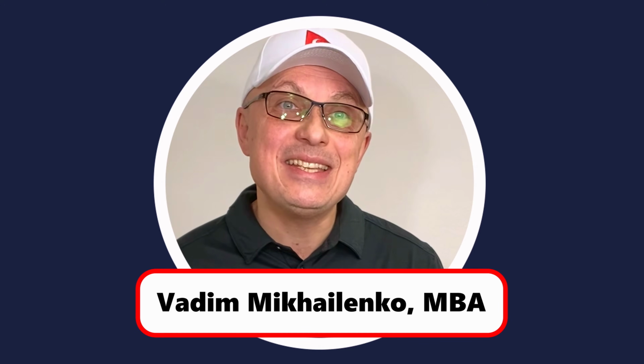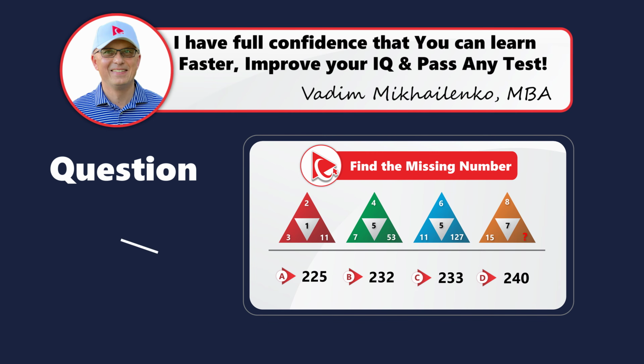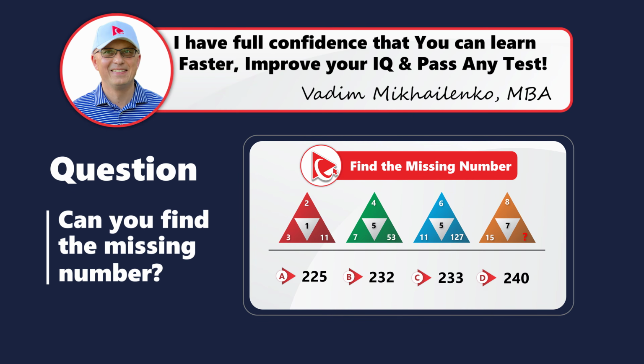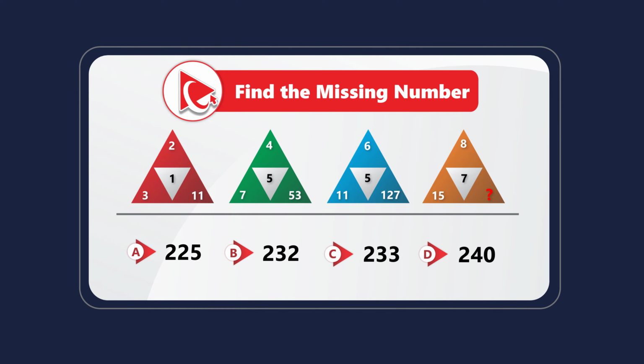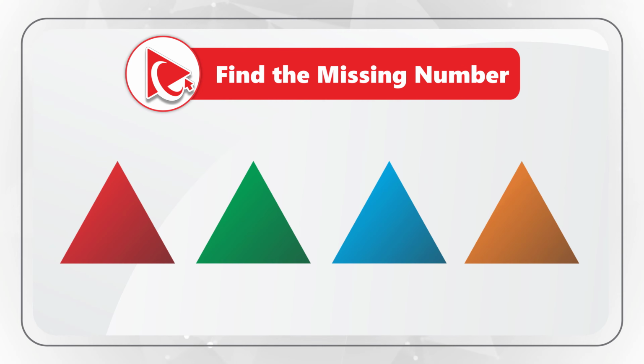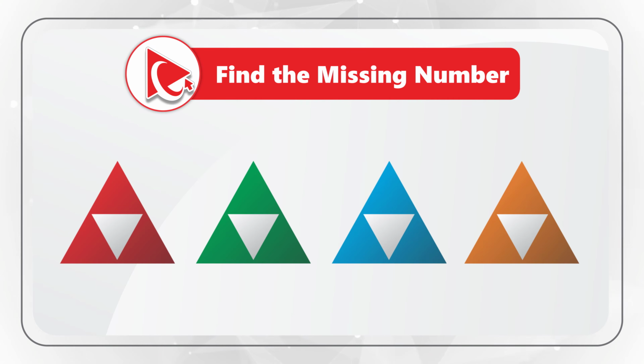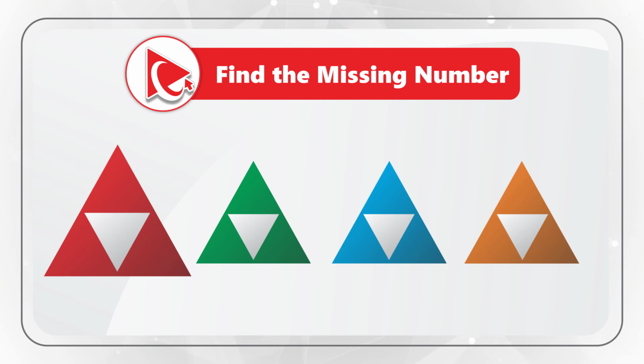And now let's continue and get you ready for the test. Here's the famous 4-square triangle question that you frequently see on the test. You're presented with 4 triangles. In each triangle, there is a smaller triangle which breaks it down into 4 parts. Each part has a number, and in one small triangle, the number is missing. The first triangle has numbers 3, 2, 11, and number 1 in the middle.